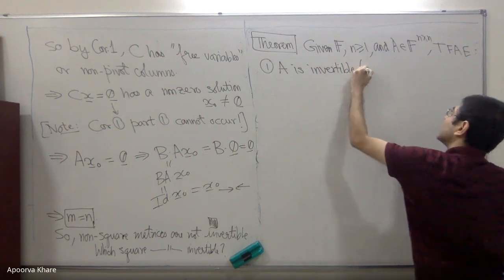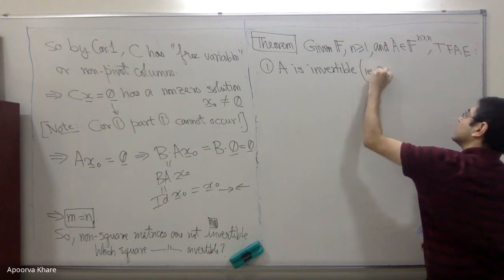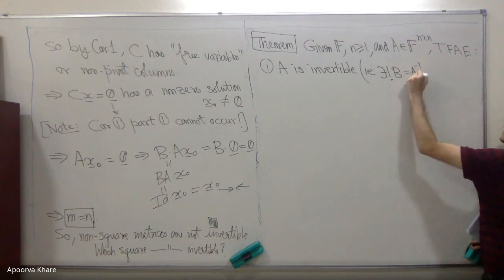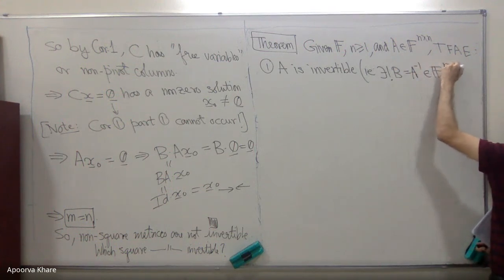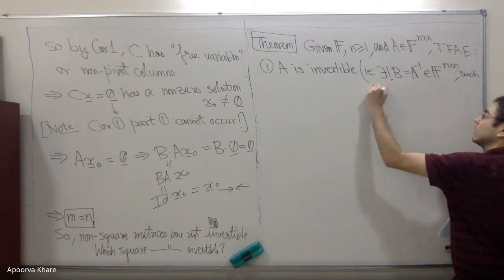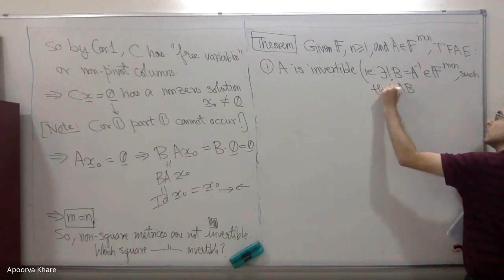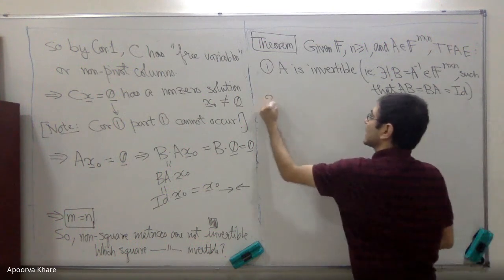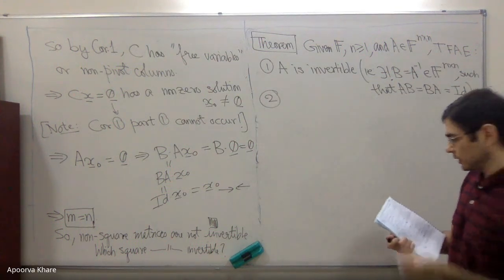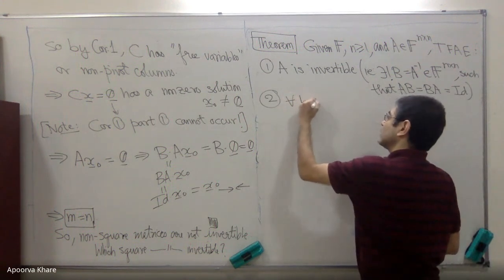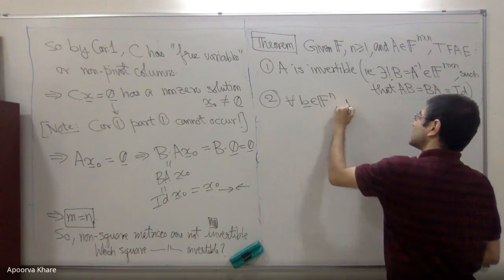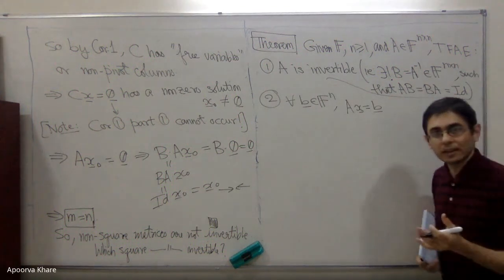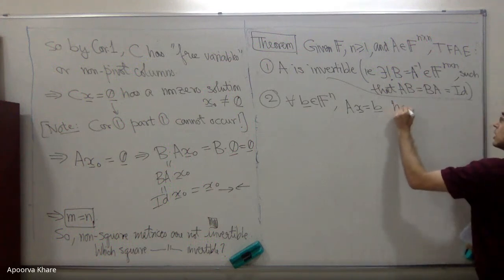What does that mean? I.e., there exists a unique matrix B, which of course we will call A inverse, in F to the n cross n, such that AB equals BA equals identity. Second, if A is invertible, then for all B in F to the n, AX equals B, this linear system, has a unique solution.